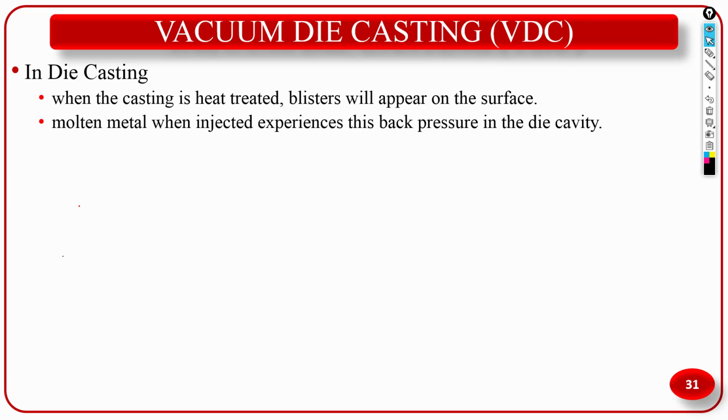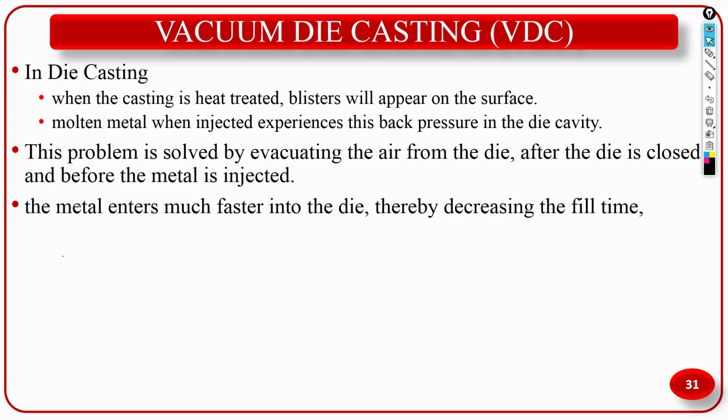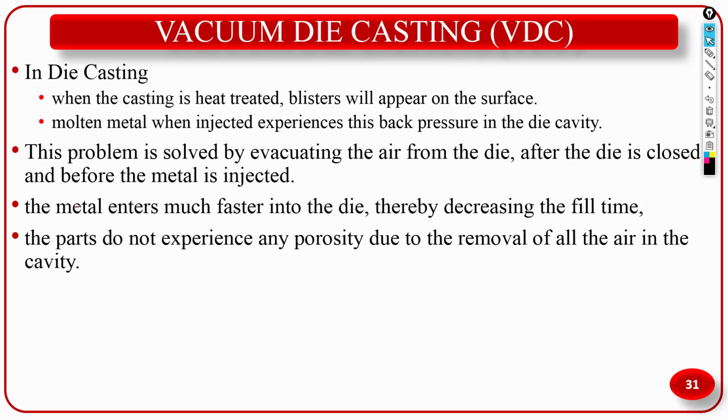So if a very thin section is there where metal has to enter, the metal will never enter because of the pressure inside that cavity. If air is entrapped, how will the air come out? So obviously the metal is not going to go inside. So that's why the whole die is evacuated. Now because of the evacuation, molten metal enters very fast, and that decreases the filling time. And obviously because there is no air, there is no porosity.